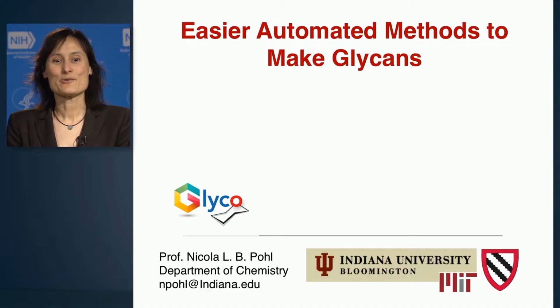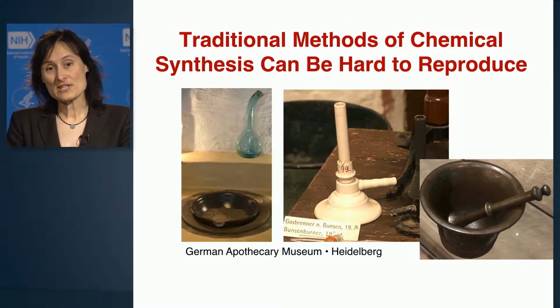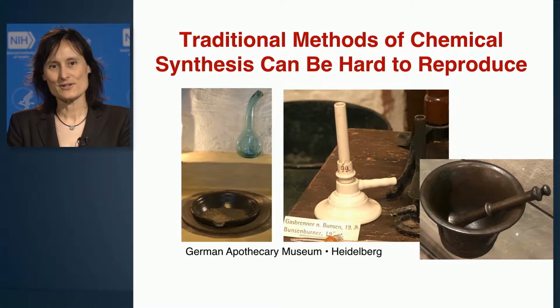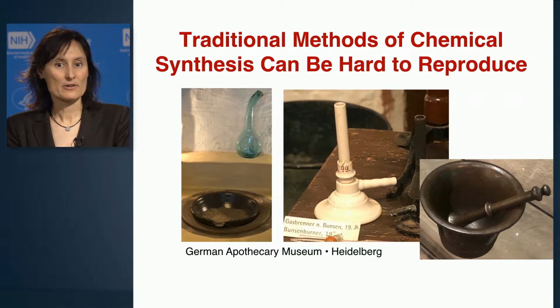Today I'd like to tell you about some easier automated methods to make glycans that my group has been developing. Most traditional synthesis still takes place the same way that chemists have been doing things for many, many decades, for hundreds of years, using lots of cool glassware, Bunsen burners, and all the things you might see in a fun science show. But in reality, we need to start automating this chemistry to make it usable to a much broader community than just synthetic organic chemists.